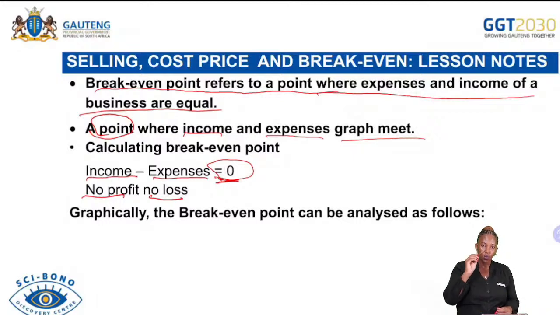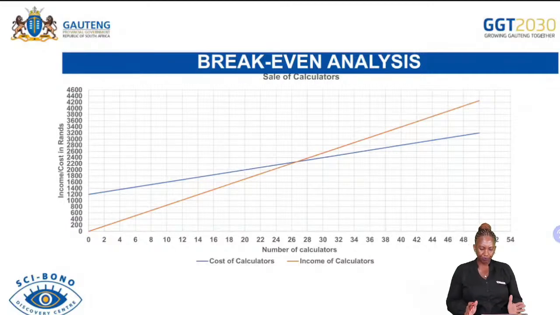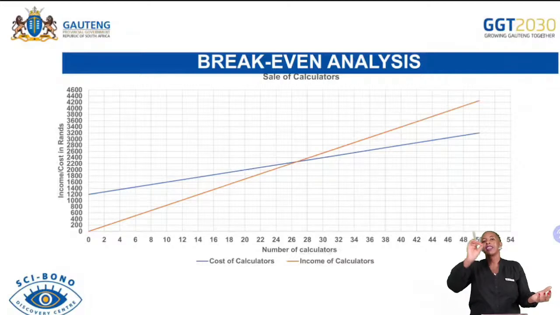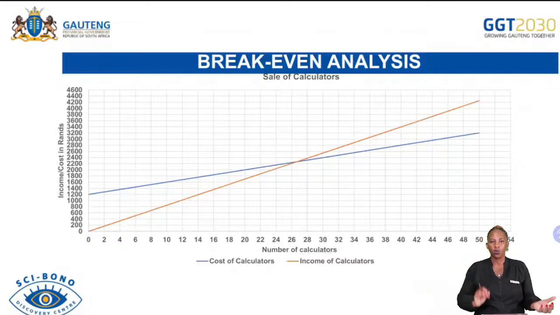So how do we represent this graphically? Graphically, the break-even point can be analyzed as follows. On a graph, looking at this beautiful graph, boys and girls, as we can see here, the number of calculators we call independent values. And then income, we call dependent values. Income depends on the number of calculators sold. If I have a company and I am selling 5 calculators or 6 calculators, I will know how much I will make.